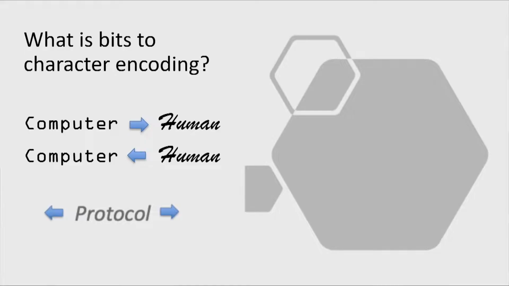So what do we mean by bits to character encoding, especially in relationship to NLP? Well, computers don't speak the same language as we do. If we want to use computers to process language, you need some way to encode language so that computers understand, and vice versa. Both the encoding and the decoding process need to be identical on both ends or the human-computer translation falls apart. The agreed upon method is called a protocol.